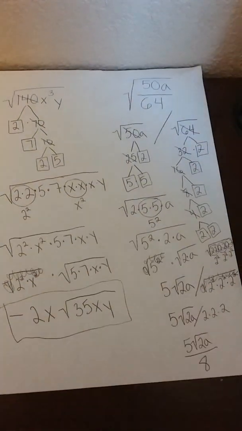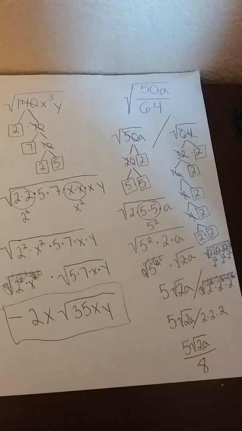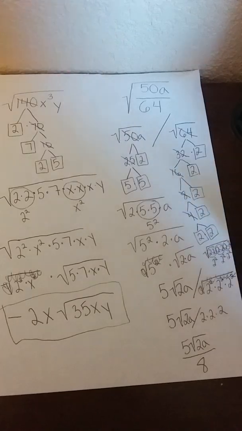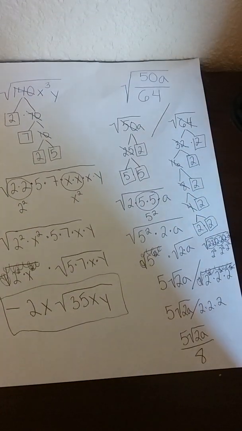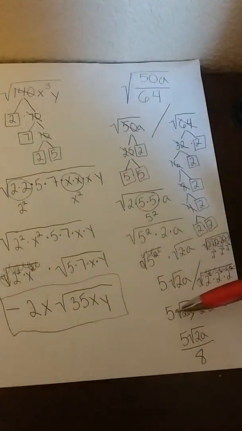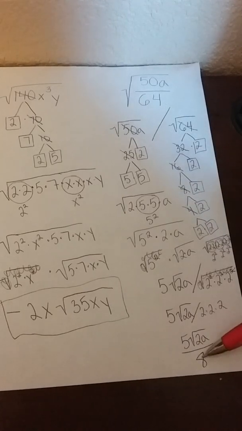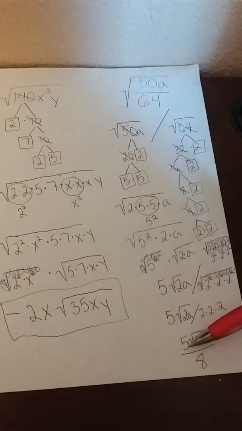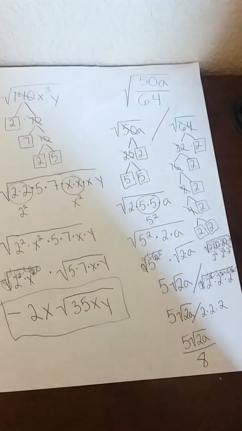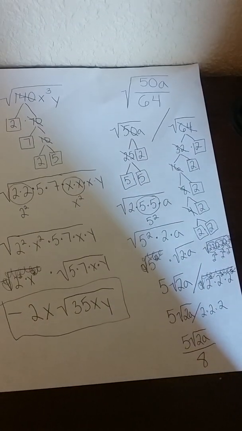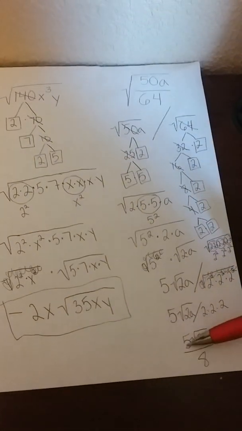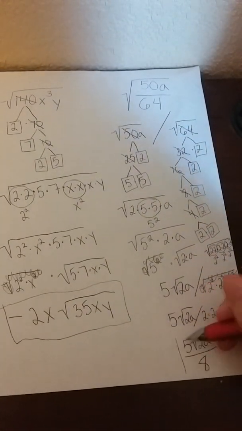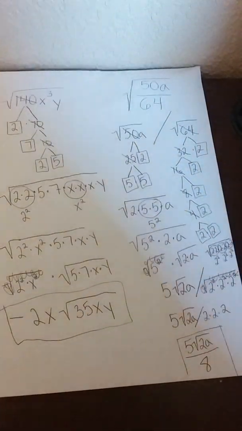Now, there's a rule with simplifying fractions. If things are inside the square roots, you can simplify them, or if they're outside, you could simplify them. So I can't simplify this 2 and this 8, because this is inside, this is outside. If 5 and 8 could both be simplified, I could do that, because they're both outside the square root sign. But 5 and 8 can't be simplified, so this is my final answer.